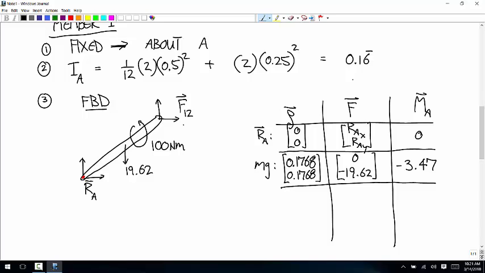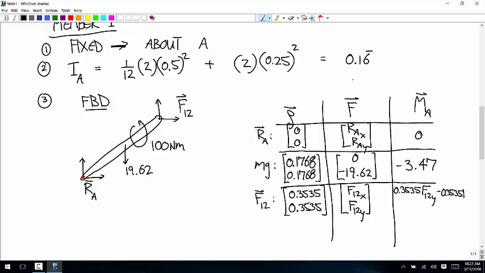And then the force F12, the rho vector is 0.3535, 0.3535. Force vector is F12X and F12Y. Cross product is 0.3535 F12Y minus 0.3535 F12X. And then last is the couple. We don't care about these, so we'll just add that on as a positive 100. Yep, exactly.